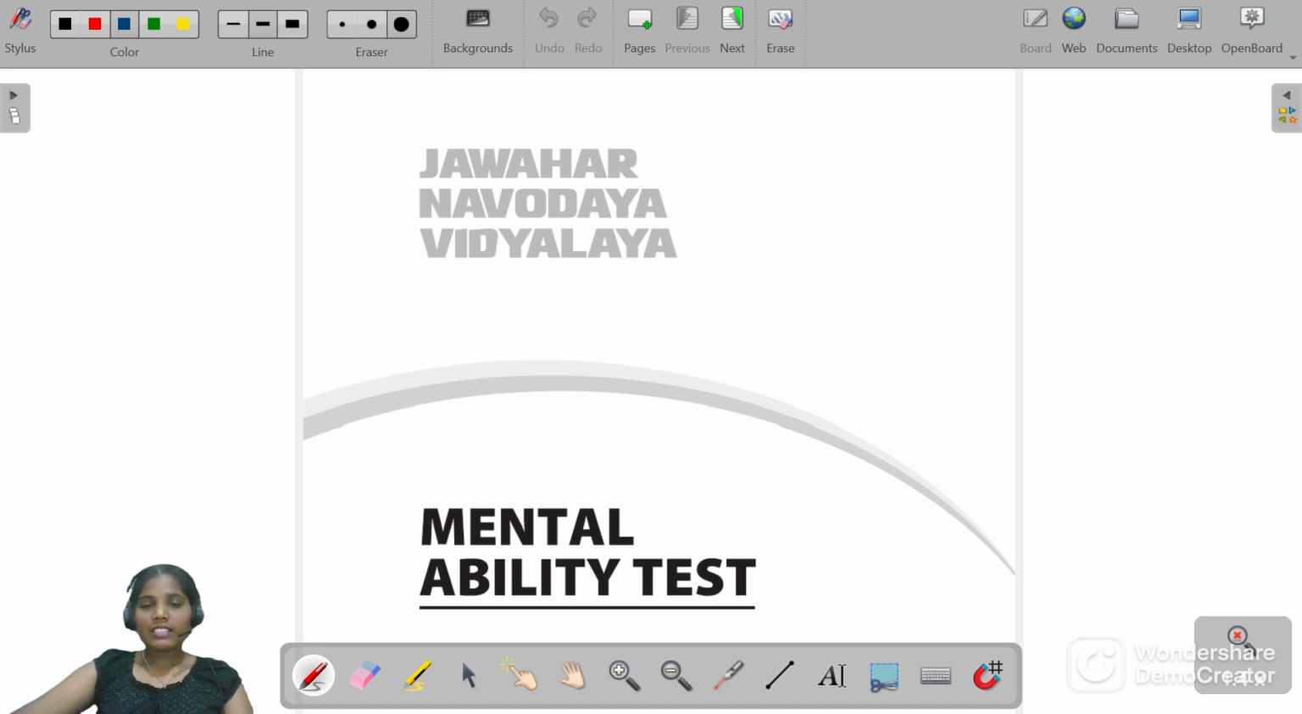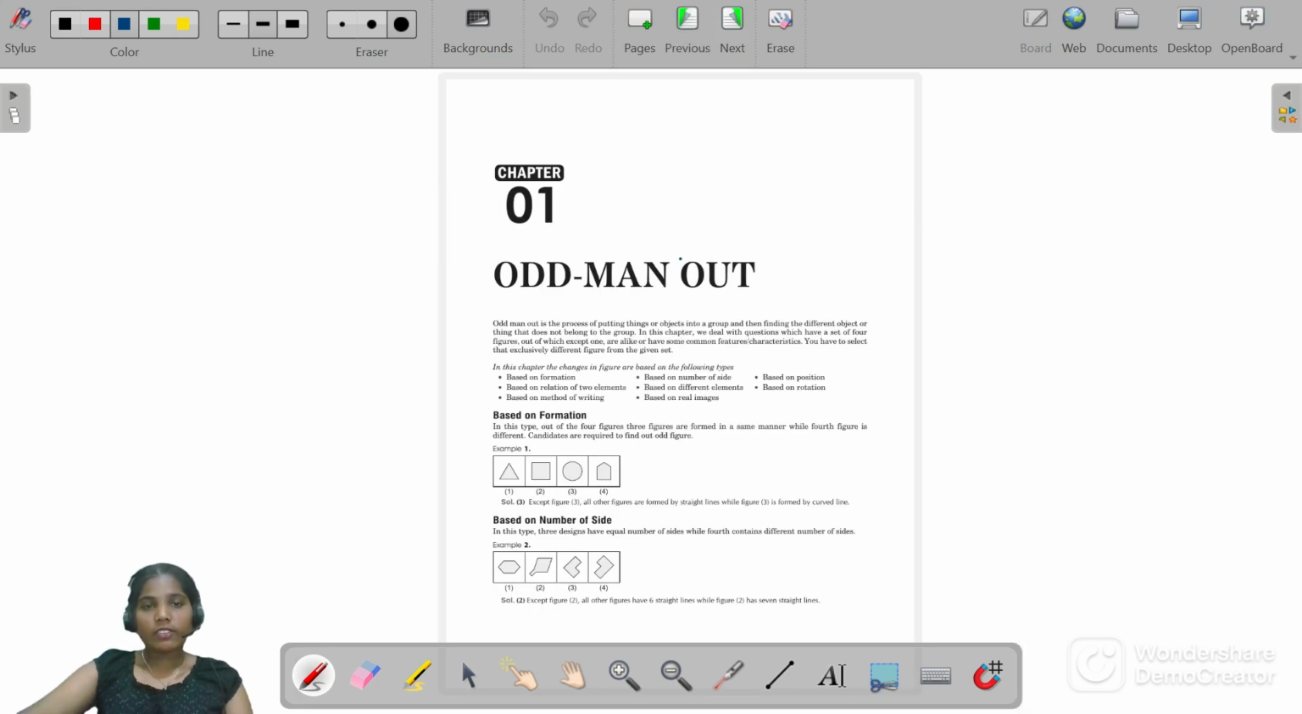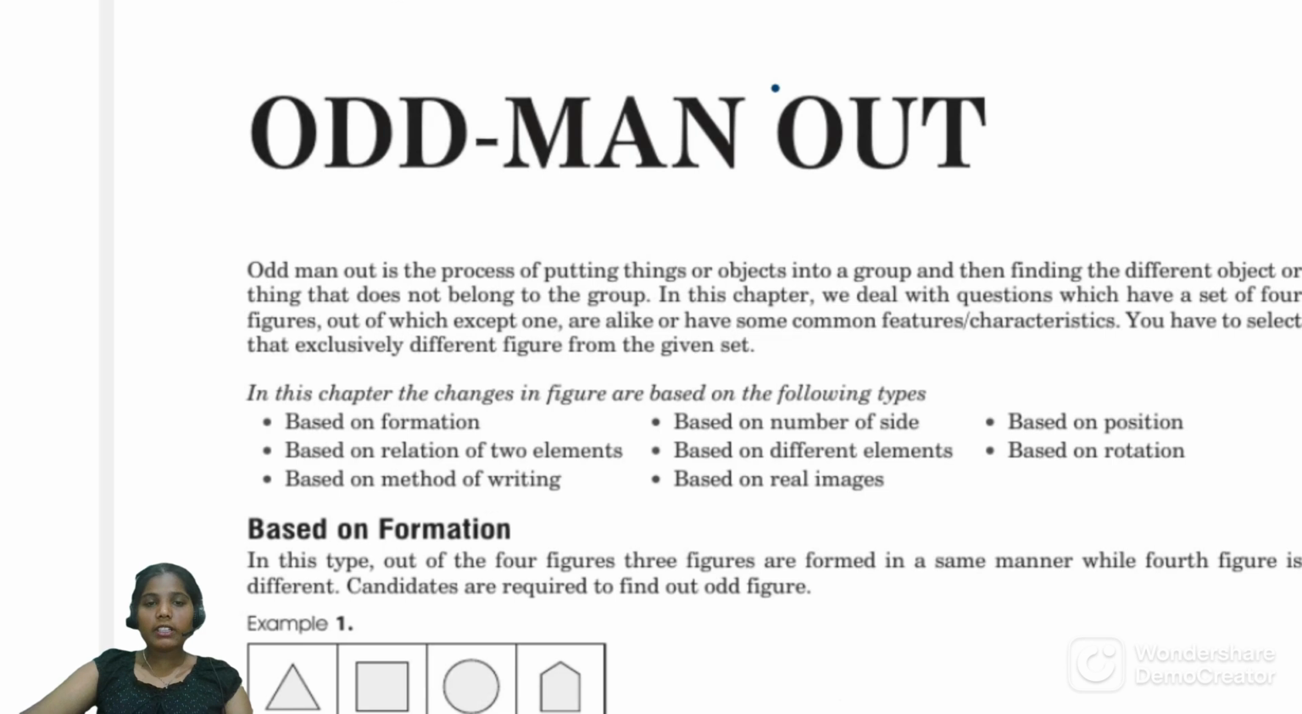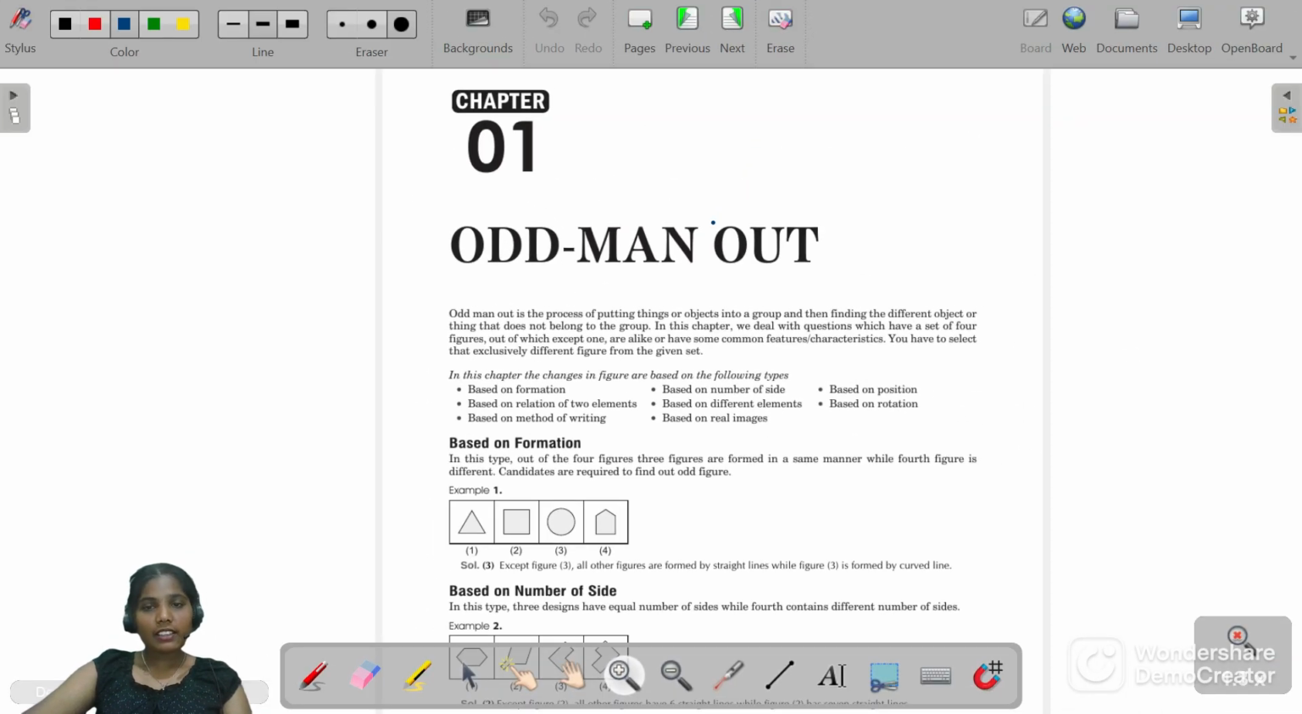So let's start today's class, that is mental ability test basic concepts. We'll move to the next slide where we are going with chapter 1, that is odd man out. The concept of odd man out is the process of putting things or objects into a group, then finding the one which is not relevant in all the four options.